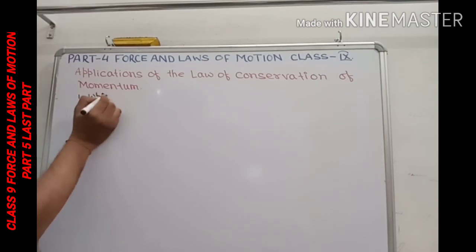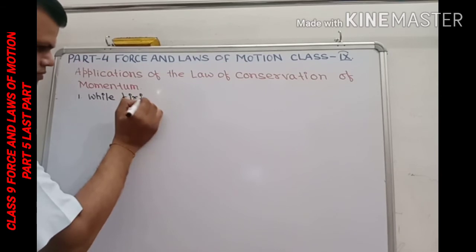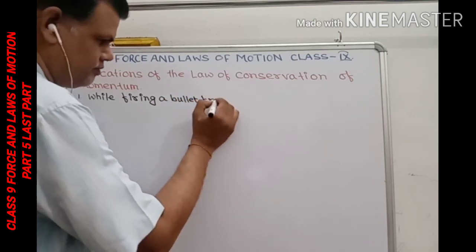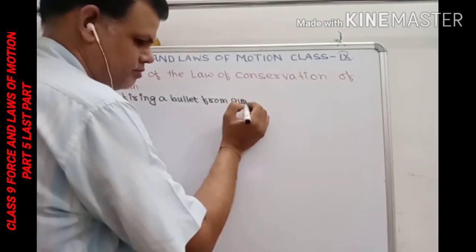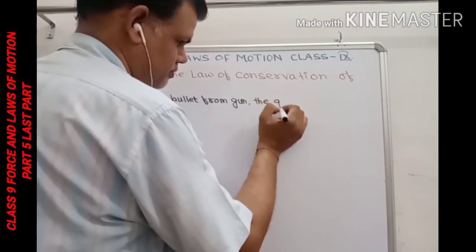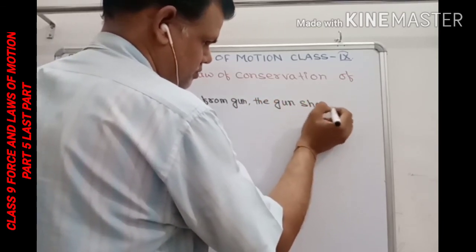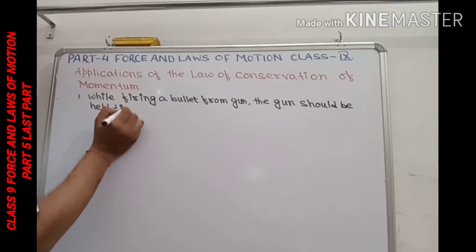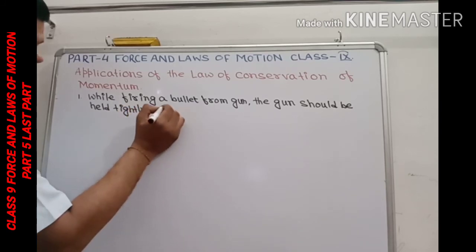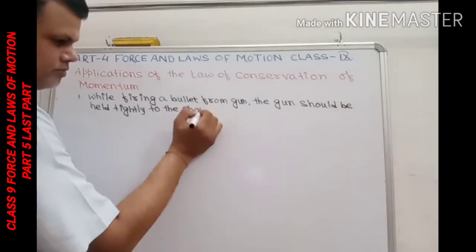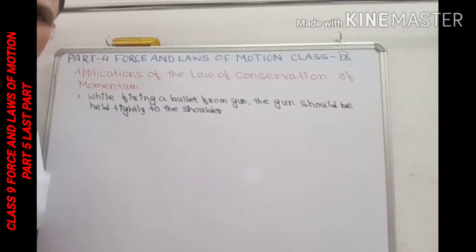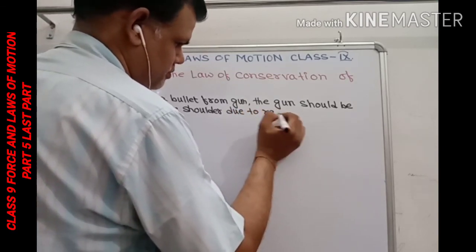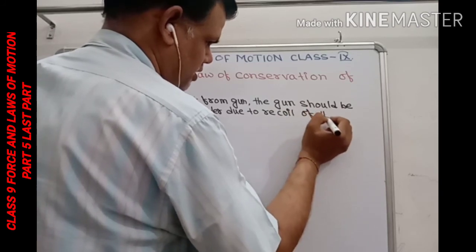So we can write here: while firing a bullet from a gun, the gun should be held tightly to the shoulder due to the recoil of the gun.